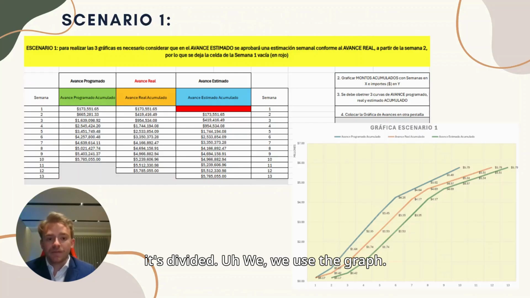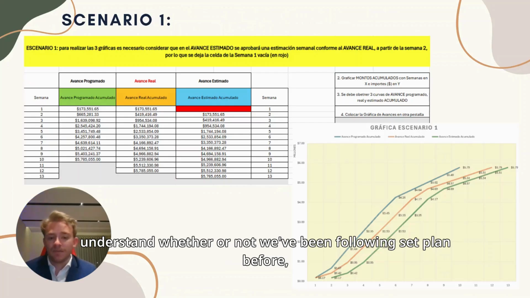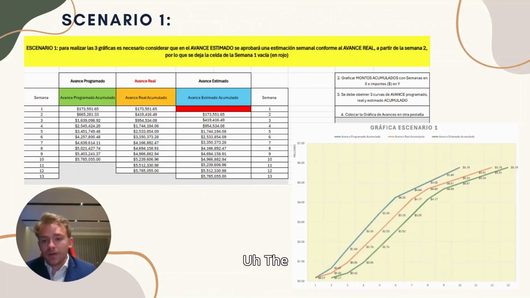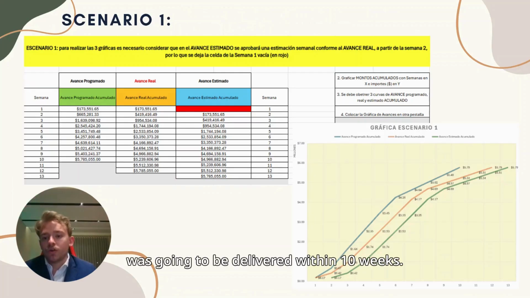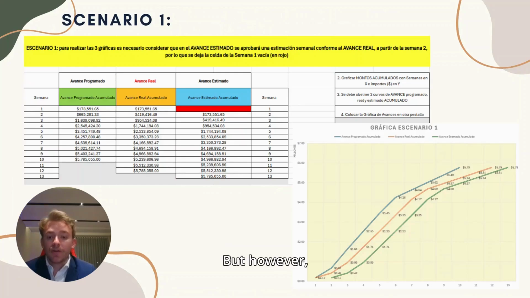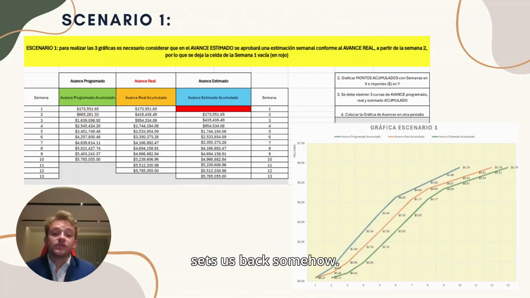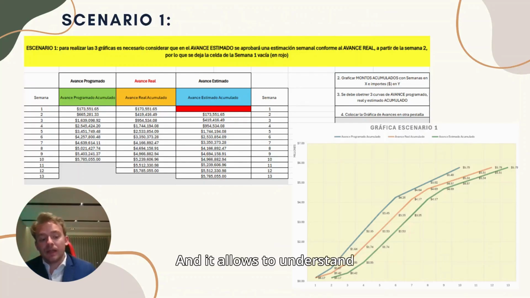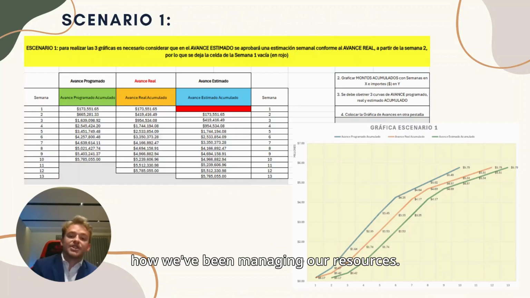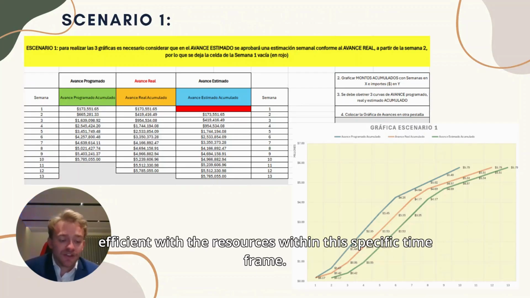We use the graphs. The graph is a visual tool that helps us understand whether or not we've been following the set plan. As we can see here, the programmed or scheduled project was going to be delivered within 10 weeks. However, the real one shows that the work is being done in 12 weeks. But it takes into consideration that in the first week we didn't receive any kind of payment, so it sets us back somehow, and it allows us to understand how we've been managing our resources. And the graph shows us whether or not we've been efficient with the resources within this specific time frame.